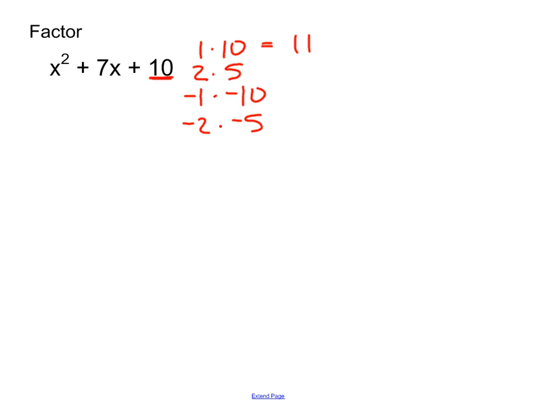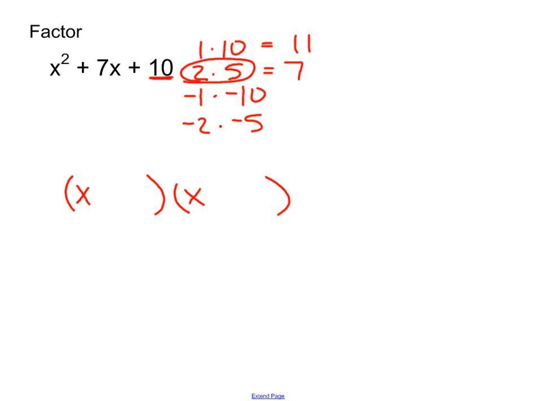When I get to 2 plus 5, 2 plus 5 is 7, which is what I was looking for. So my factors are going to be 2 and 5. Now, once you find your factors, remember, these are two binomials that are being multiplied to each other. And because there's no number in front of x squared, we can go ahead and put x and x here, because x times x is x squared. And then we put our factors down.